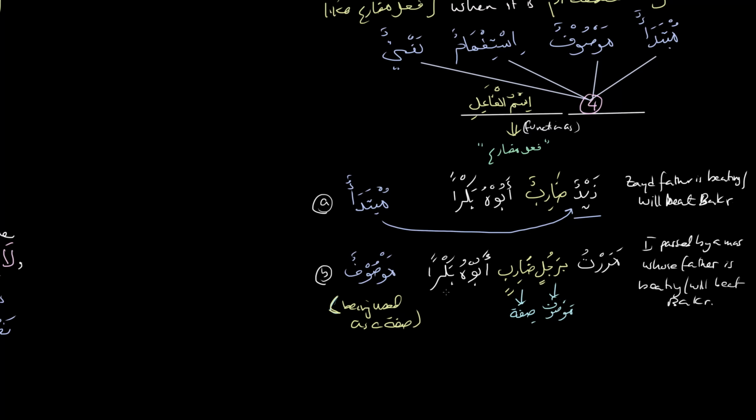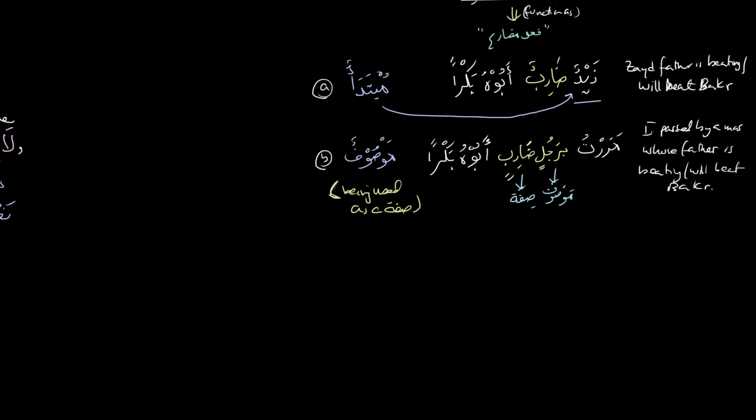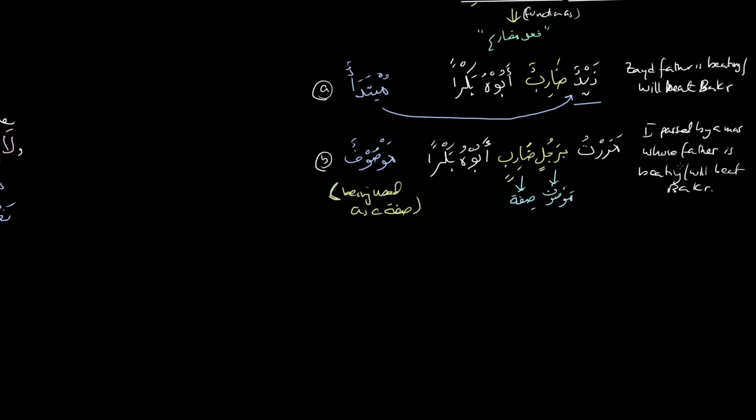I passed by a man, bi rajulin. Daribin abuhu. I passed by a man whose father is beating. So that's how that's used. It's kind of a funky construction, bi rajulin daribin. Here you would think that whoever the man was passing by, this rajul, Zayd was beating, but that's not how you read that sentence apparently. Anyway, let's keep going.